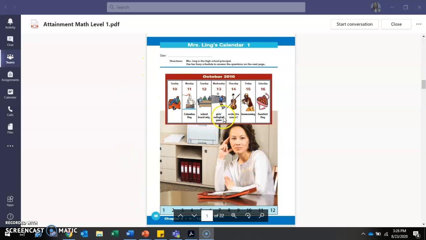So every day Ms. Ling has something. So you can tell that on Sunday it's relaxing, Monday it's Columbus Day, Tuesday is school board meeting, Wednesday is the girls volleyball game, Thursday is orchestra concert, Friday is homecoming, and Saturday is the sweetest day, which looks like it might be a date.